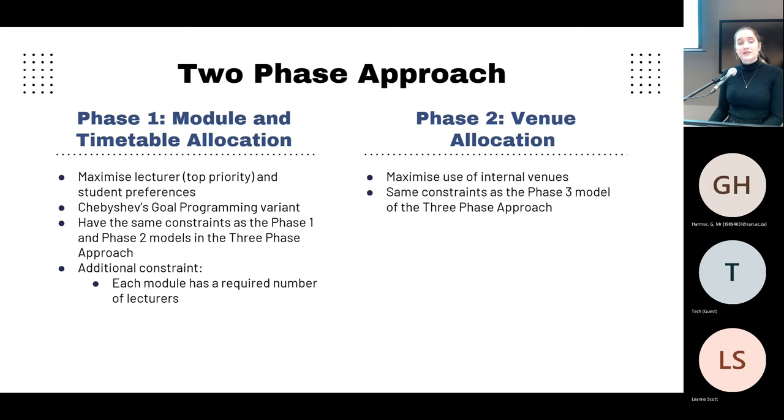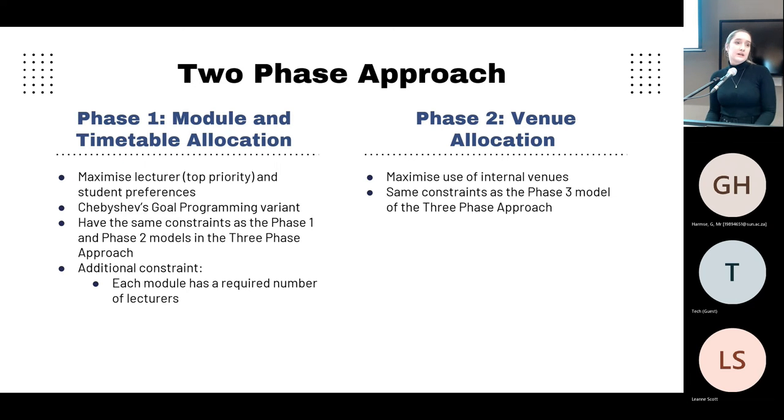In addition to all the other constraints that we used, we're adding another one where you pick the required number of lectures that you want per module. And then afterwards, we'll be allocating the venues again by trying to maximize the use of the internal venues. And we'll be using all the same constraints as the venue model that I showed earlier.